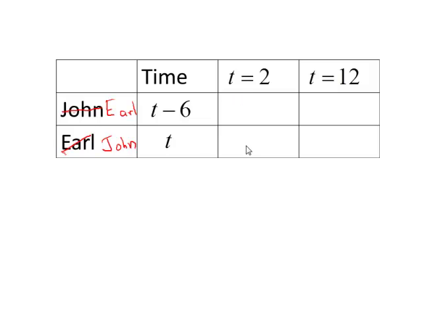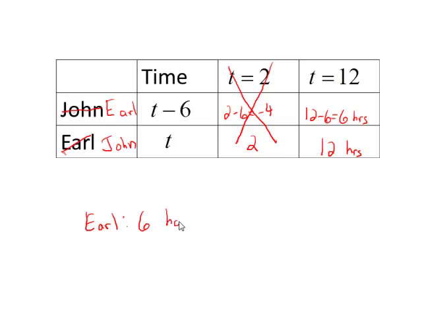If t is 2, that would take John 2 hours. But 2 minus 6 for Earl would be negative 4 hours. And you can't do any sort of work in negative time without a time machine of some sort. So t equals 2 is impossible in this situation. If t is 12, that means it takes John 12 hours. And Earl would be 12 minus 6, or 6 hours. So it would take Earl 6 hours to take care of this task.